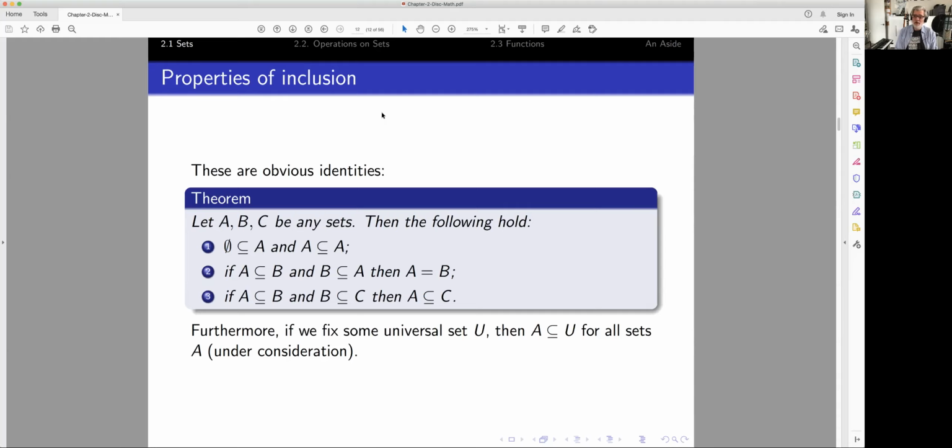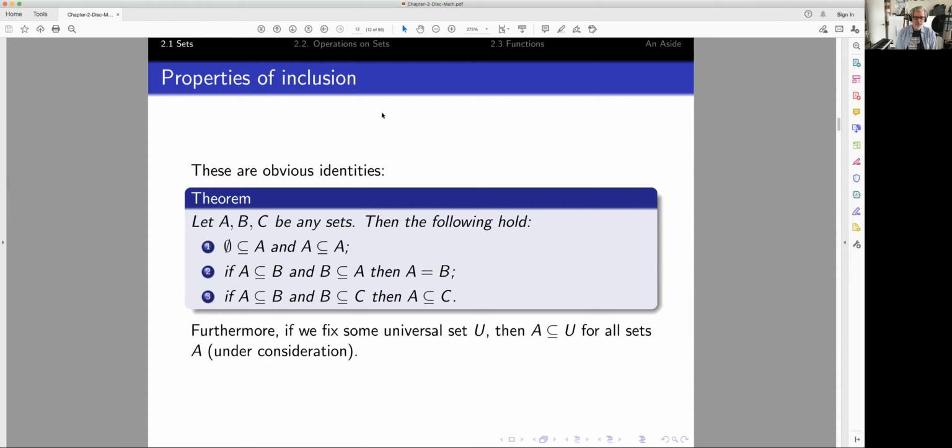The first one, why is the empty set a subset of A? Well, I have to reason that every element in the empty set is an element of A. Well, that's true. There are no elements in the empty set, so there's no way to not have the empty set a subset of A. Hopefully, that makes sense to you.